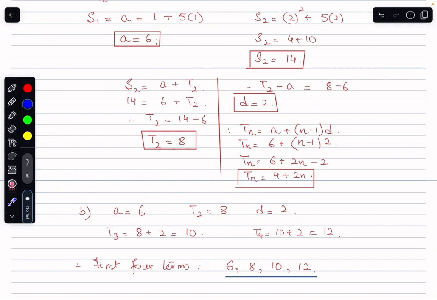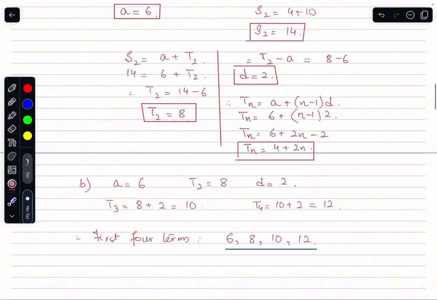Therefore, my first term is 6, my second term is 8, the third term should be 8 plus the common difference, which is 10, and the fourth term is 10 plus the common difference, which is 12. Therefore, the first 4 terms are 6, 8, 10, and 12.